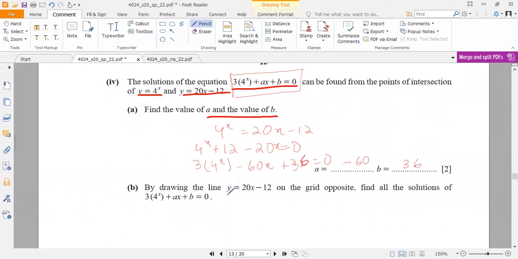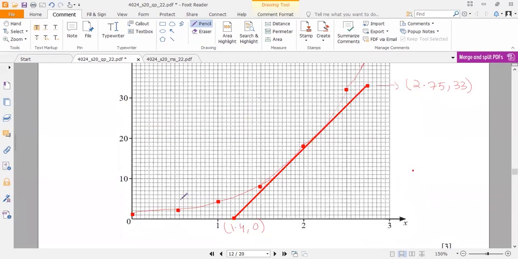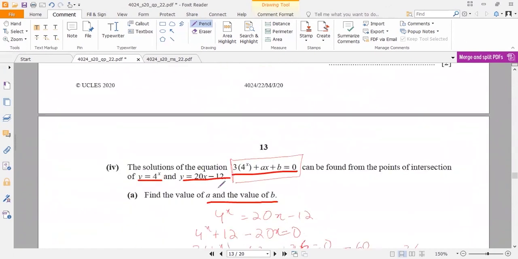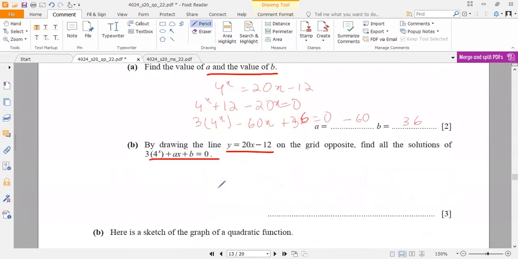By drawing the line y equals 20x minus 12 on the grid opposite, find all the solutions of this equation. So we need to draw this line. To draw this line in this graph, we need at least 2 points. If we put x equals 0, we will get y equals minus 12, but we are not in favor of negative points because our graph is in the positive region.